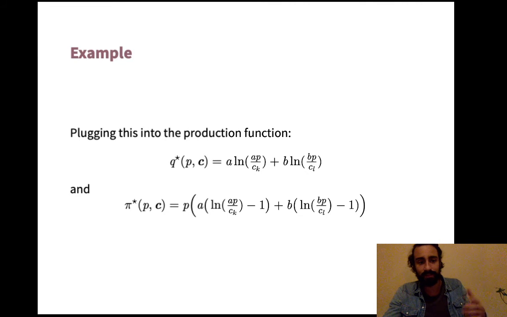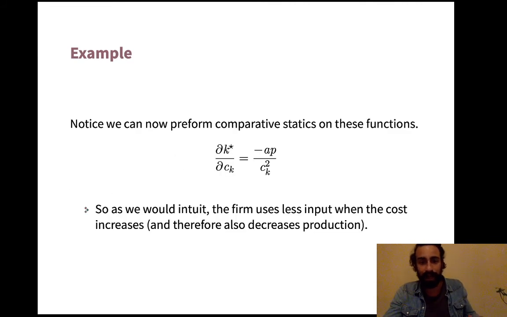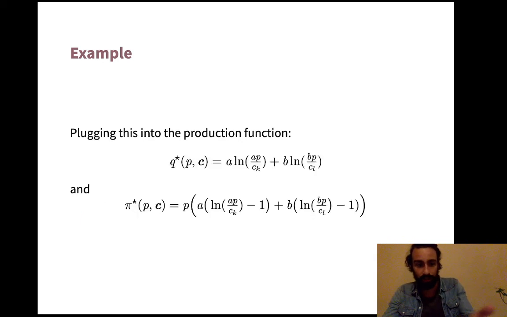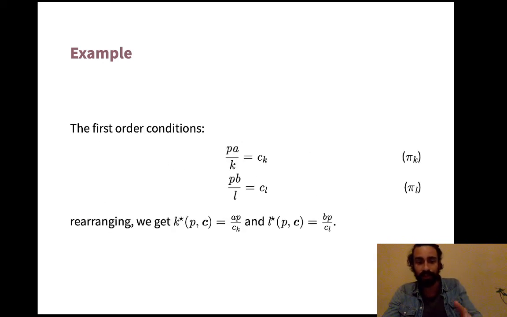Now, what's nice about this is that we can do our comparative static exercises. Remember, comparative statics is how these optimized quantities change in response to changes in the parameters. So we have K star. K star was equal to AP over CK. So we're going to differentiate K star with respect to CK. What happens to the optimal quantity of capital demanded by the firm as an input into the production process when the cost of capital goes up? How many tractors do I buy when the price of tractors goes up?